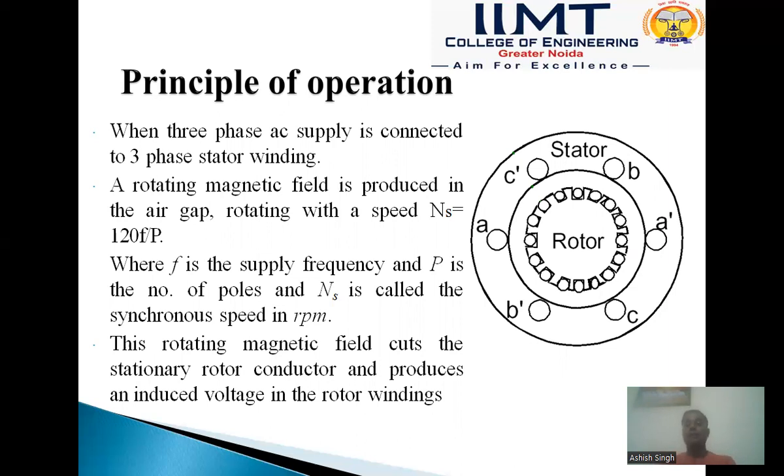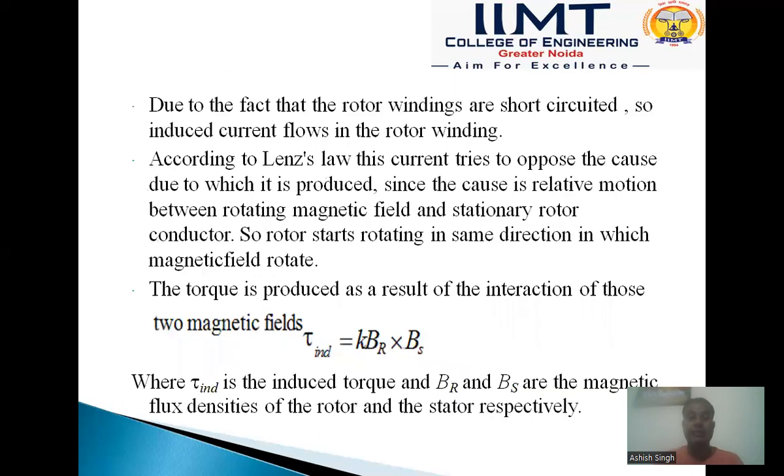The direction of the rotating magnetic field depends on the phase sequence. We can easily change the direction of rotation of the rotating magnetic field by changing the phase sequence. This rotating magnetic field cuts the stationary rotor conductor and produces an induced voltage in the rotor winding according to Faraday's law of electromagnetic induction.